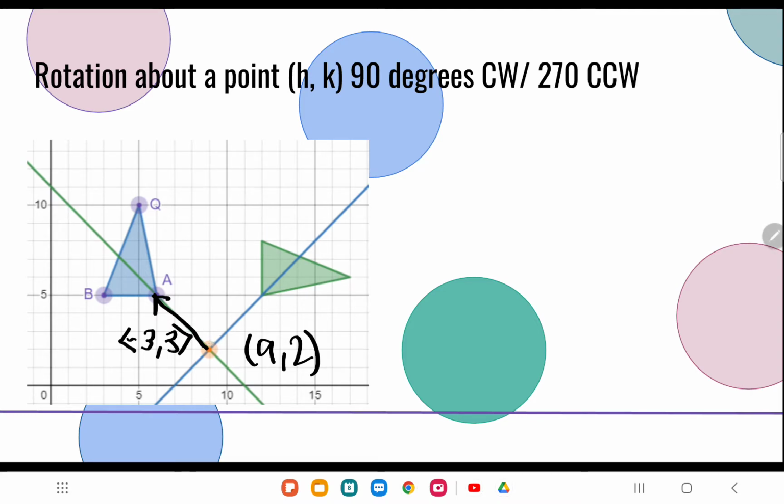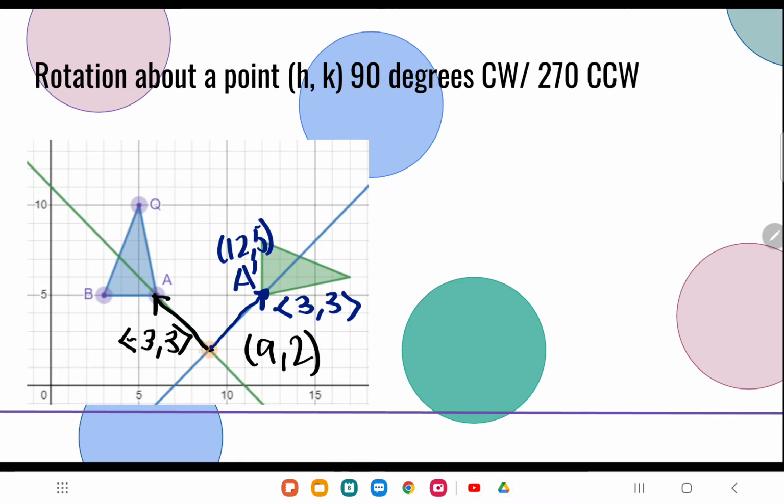To rotate the vector, I will follow the rules for rotating 90 degrees about the origin, but instead I'll use the vector. So now I'll get this other vector, 3, 3. This will map to the point A prime. A prime is now along the vector 3, 3 from initial point 9, 2. So the new terminal point will be A prime, and that will be located at 12, 5. So A moves from 6, 5 to 12, 5.